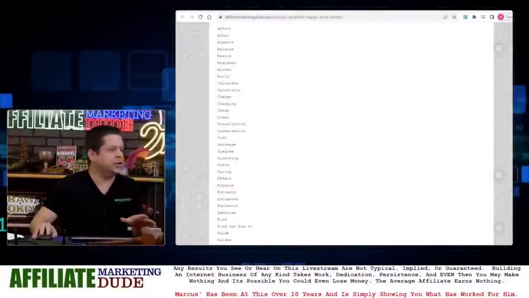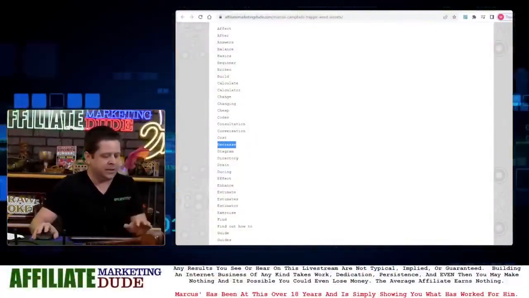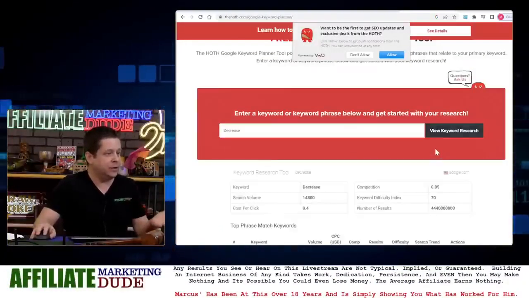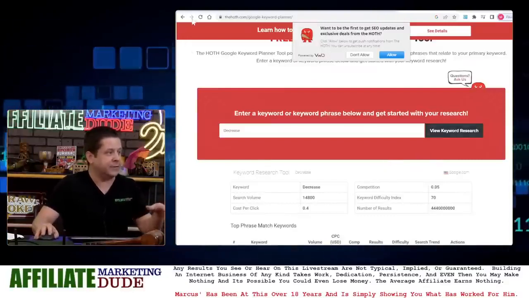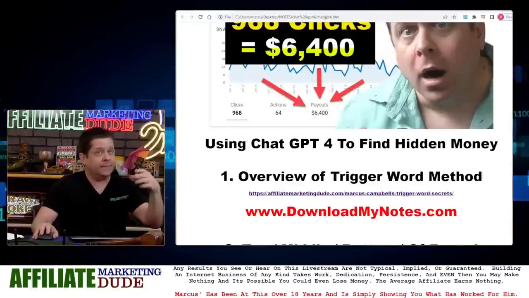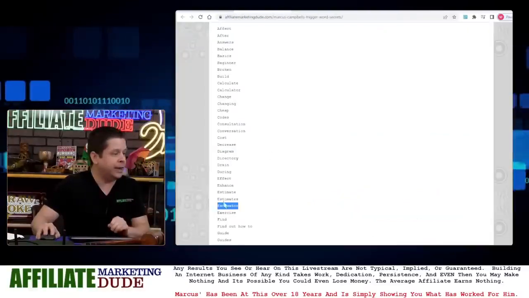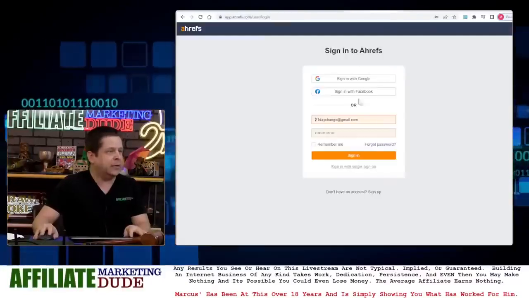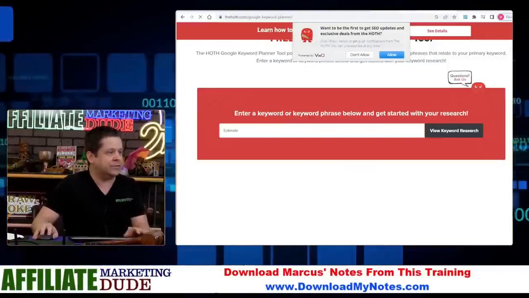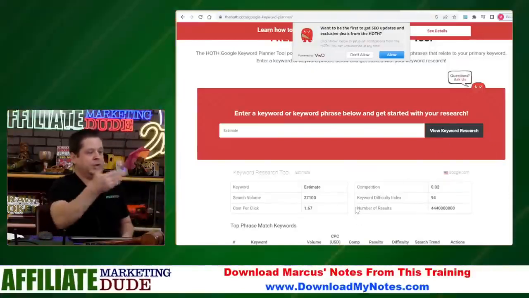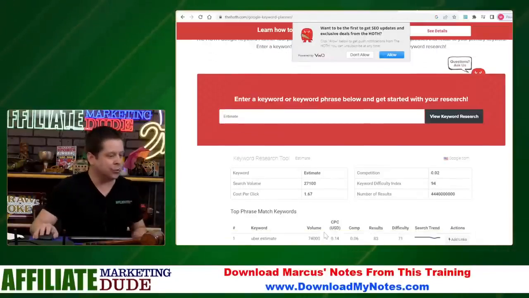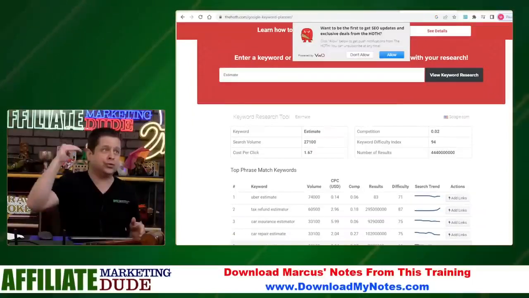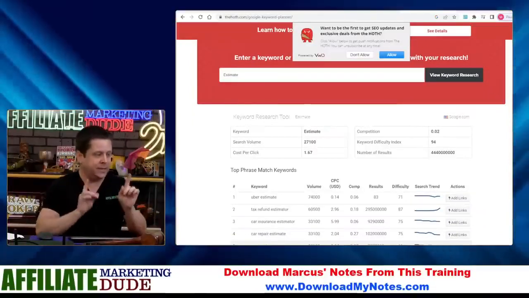So we are going to use these. Maybe we'll do something like decrease. We could type in decrease and hit view, and we could see all kinds of different things that people want to decrease. We could also say, well, maybe we'll do estimate. Maybe people want to estimate something. We can even use our Ahrefs tool like this and see what people want. They want an Uber estimate, tax refund estimate, car insurance estimate. What we're seeing here is that the competition is drastically going down. This is super important.